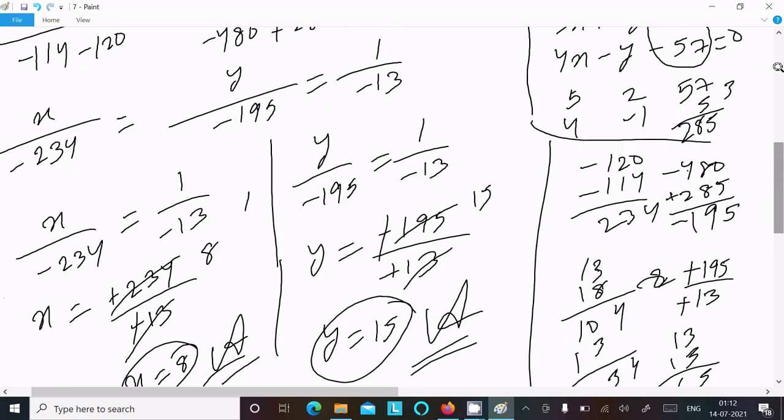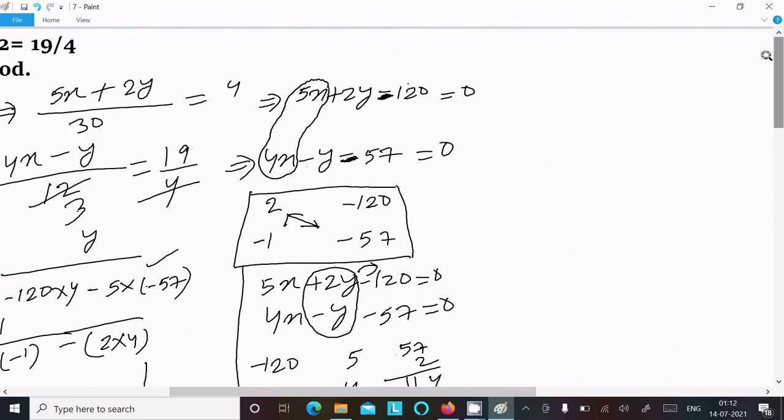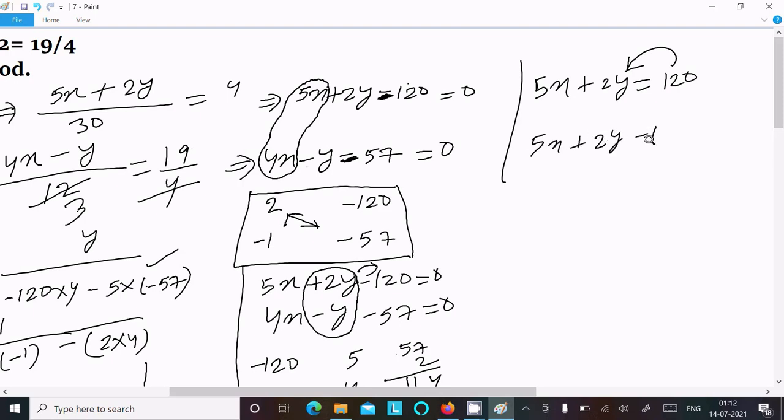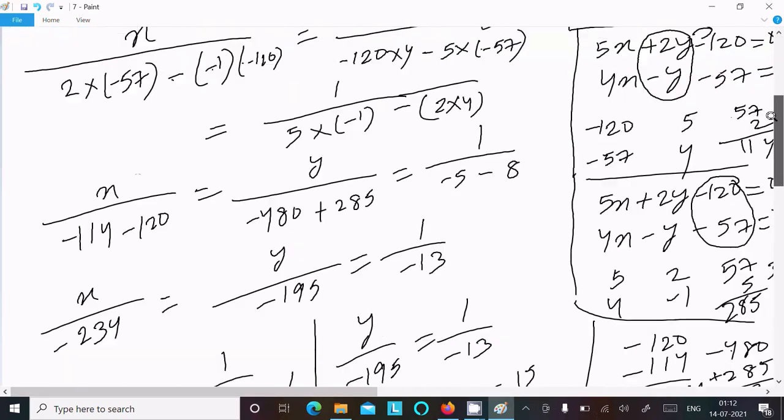So this is the way we can do the cross multiplication of this question. Here, don't get confused: if I write 5x plus 2y equal to 120, and I move this 120 to the left side, it becomes 5x plus 2y minus 120 equal to 0. So directly I did that. So this is the way we can do the cross multiplication of this equation.